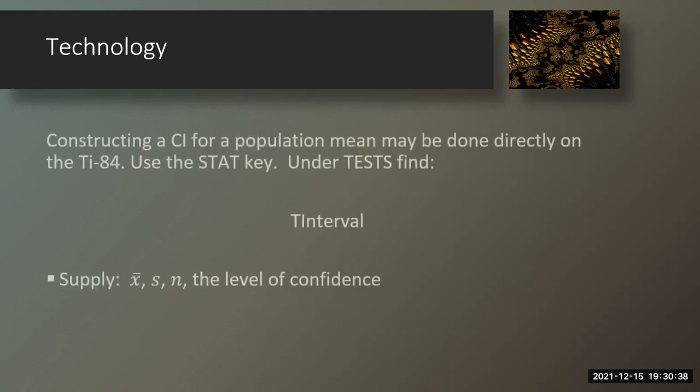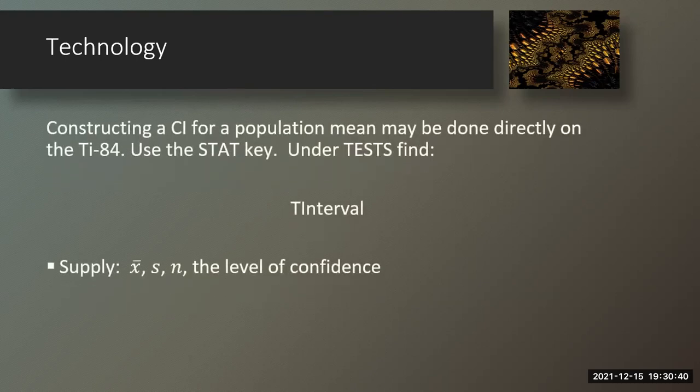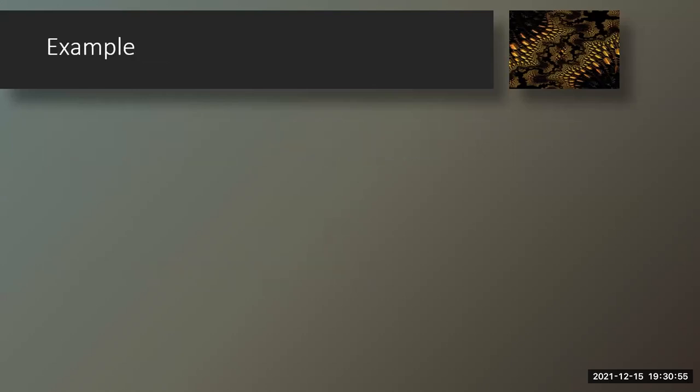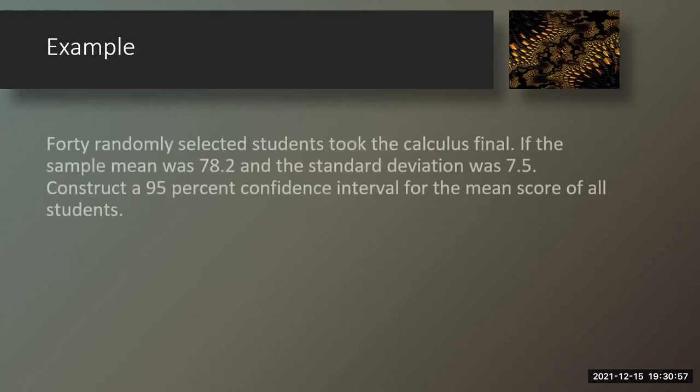Now, the last part of chapter 7 that we covered was much easier. We wanted to construct a confidence interval for a population mean. And I can do that again directly. This time I use the T interval. I can supply X, S, and N, or raw data and the level of confidence. We use the T distribution here, but it's built into the tool.